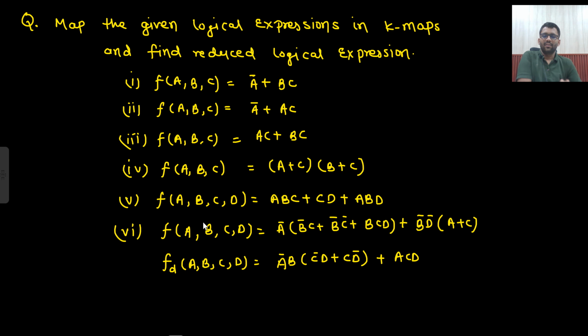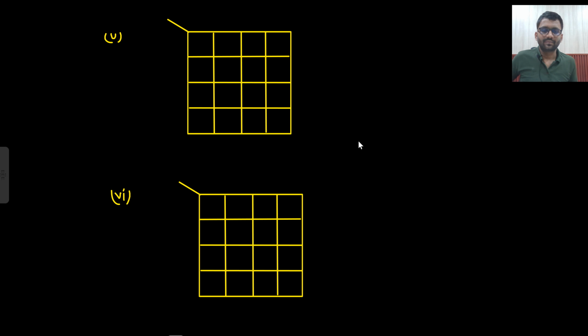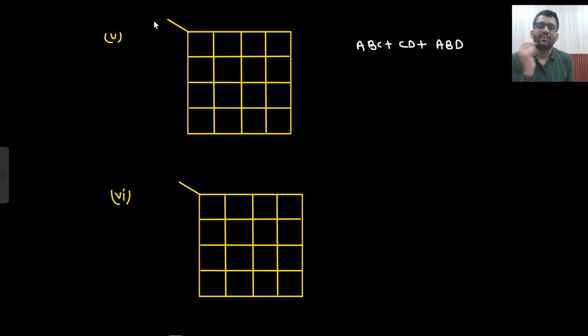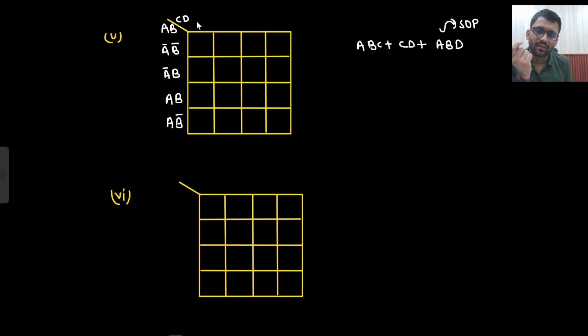Let's try it with the 4 variables: ABC plus CD plus ABD. So this is your AB, this is your CD. So A bar, B bar. This is what? This is SOP only. A bar, B, AB, and AB bar. C bar, D bar, C bar, D, CD, and CD bar.